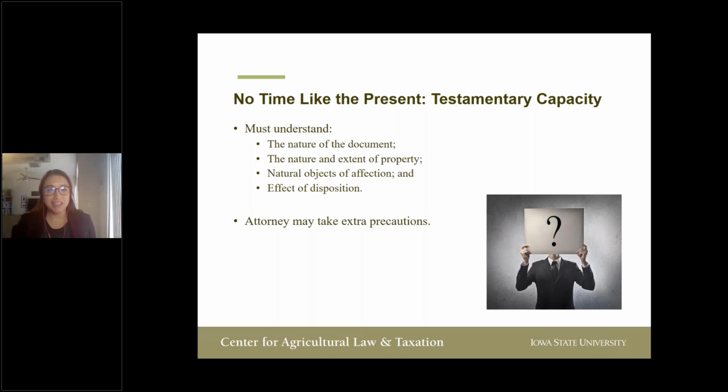And there really is no time like the present when it comes to making a will, because as time goes on and a person starts to get older, that's just welcoming in more types of challenges to a person's testamentary capacity. And there's no age requirement or anything like that. There's really no type of test you can take to show you have testamentary capacity. But an attorney may take extra precautions, because they may want to show that they truly do believe that this person has testamentary capacity.